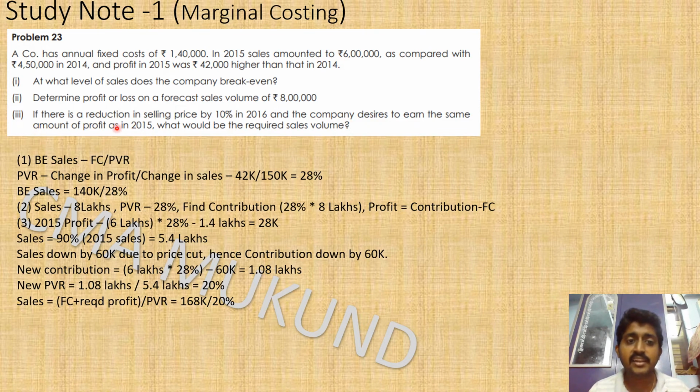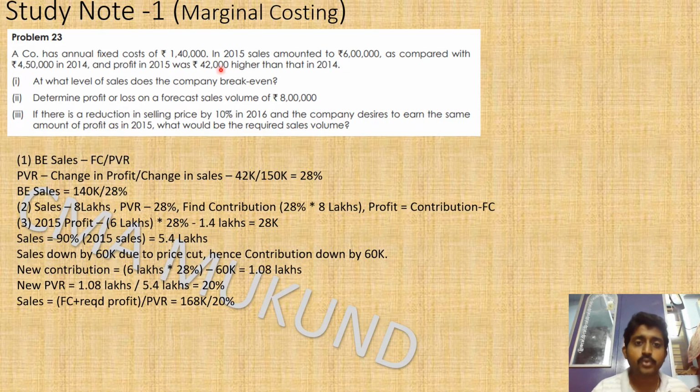If there is a reduction in selling price by 10% in 2016, so we discussed 2014 and 2015, and with this comparative year we found the PV ratio, the contribution, the break-even sales, all those things. Now in 2016, a reduction in the selling price is expected, and the company desires to earn the same amount of profit as in 2015. So what is the profit that is earned in 2015? We have to calculate that first.